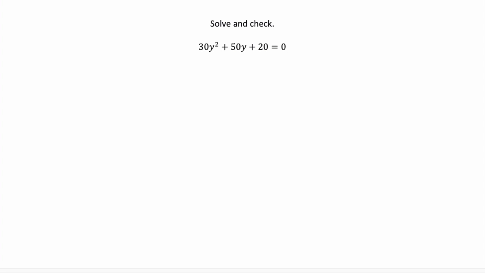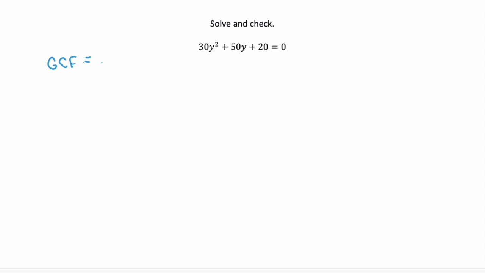We have another problem where we have a polynomial that we need to solve and check with. And remember, to solve it, we're going to factor it first, then use our zero product property, and then check our answers. Remember, checking is the most important step. Since this is in standard form, all the variables are on the left and it's equal to 0, we'll start with factoring. Do we have a GCF?